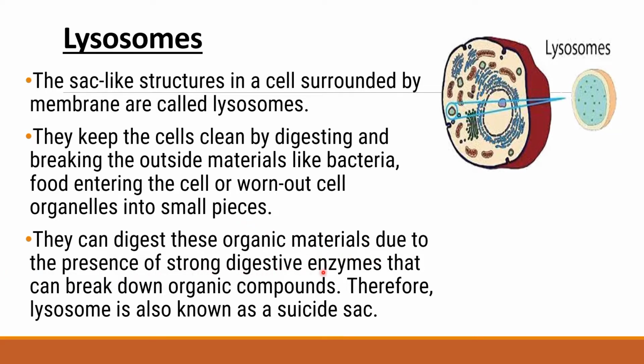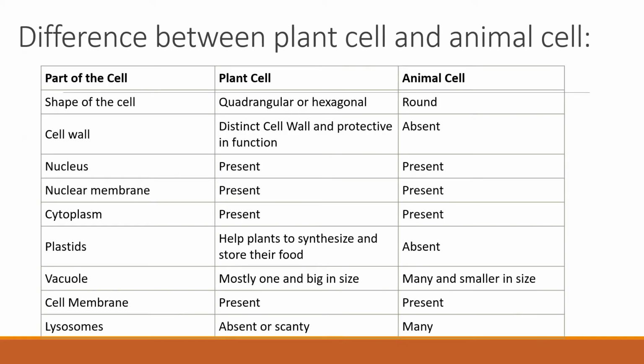They can digest this organic material due to the presence of strong digestive enzymes that can break down organic compounds. Why can a lysosome do all these things? Because they have strong digestive enzymes, and because of this, they can easily digest the waste material. Therefore the lysosome is known as a suicide sac.